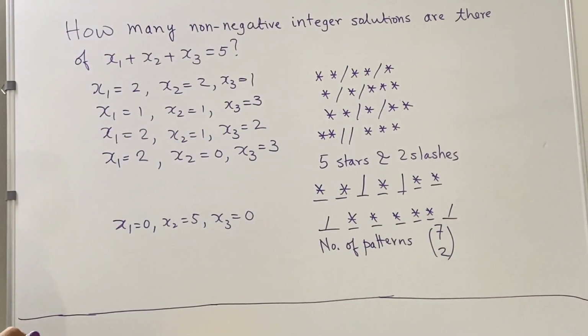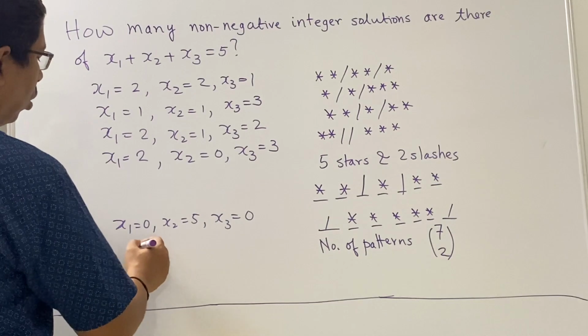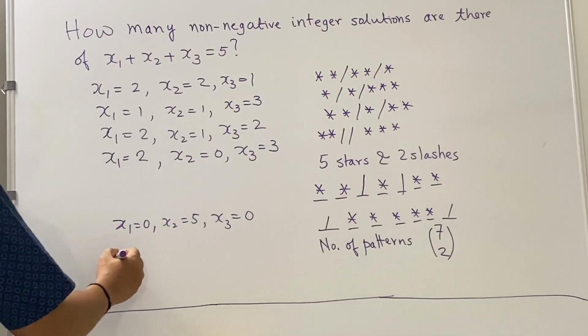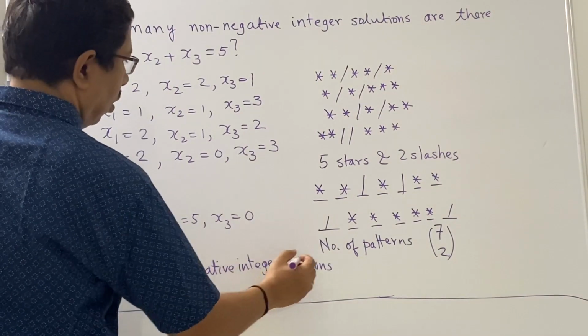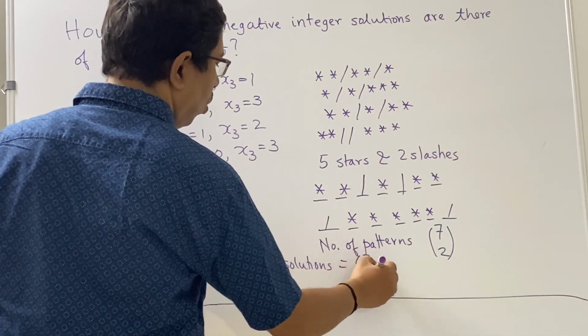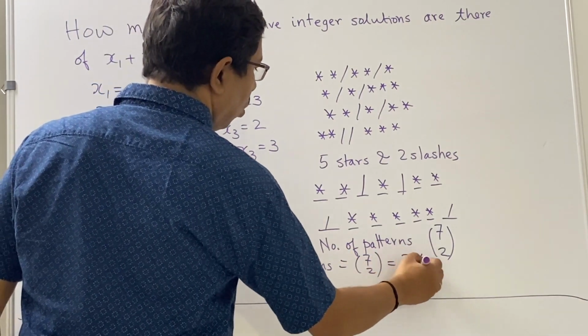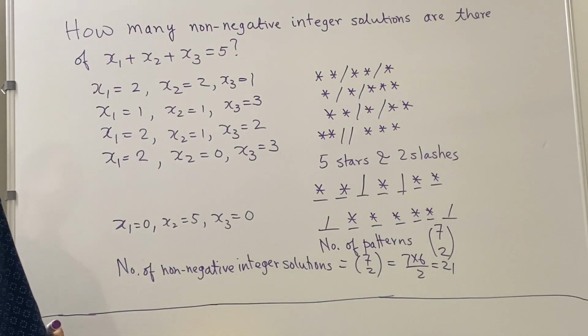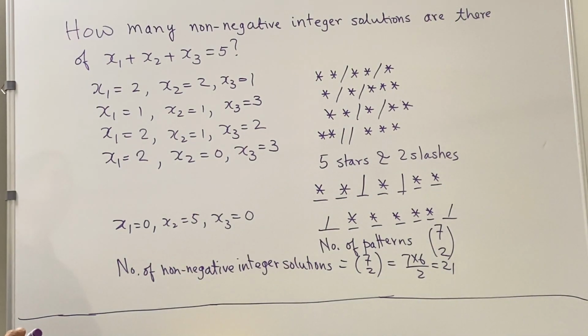There will be 7C2 distinct patterns here, and 7C2 solutions would also be there, because for each pattern there will be a corresponding solution. So the number of solutions is going to be 7C2, which is 7 into 6 by 2, that is 21. So there will be 21 non-negative integer solutions to the equation x1 plus x2 plus x3 equal to 5. What if I demanded that the solutions be all positive? Can you solve that? Thank you.